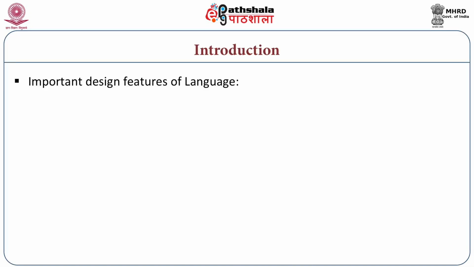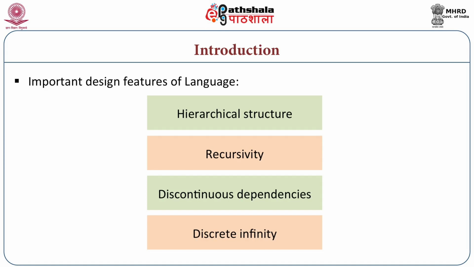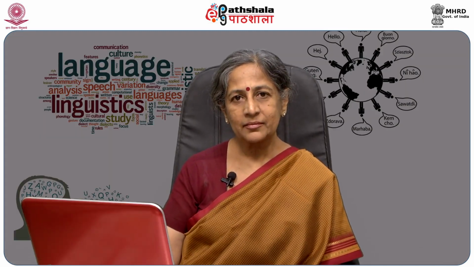Today, let's begin by considering four of these design features of language. The first is hierarchical structure. The second is recursion. The third is discontinuous dependencies, and the fourth is called discrete infinity. We'll look at each of these in turn. The ideas are quite interesting and not too difficult. What do we mean by hierarchical structure?